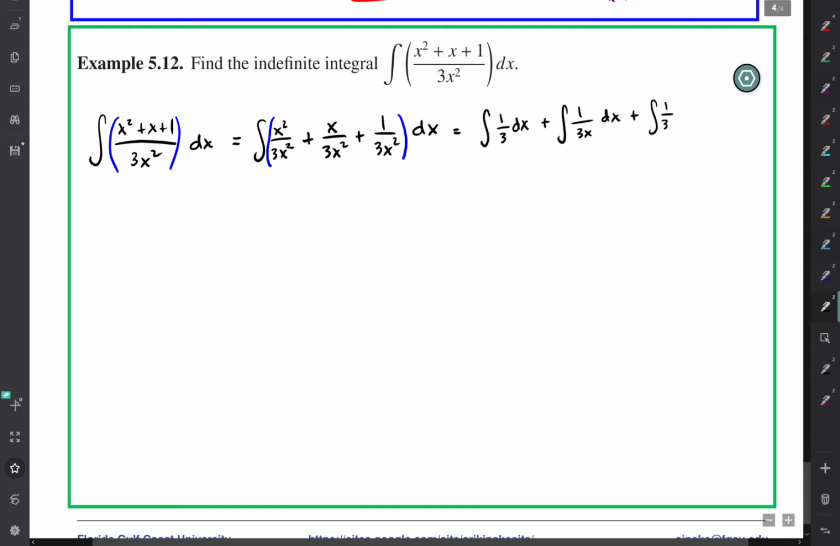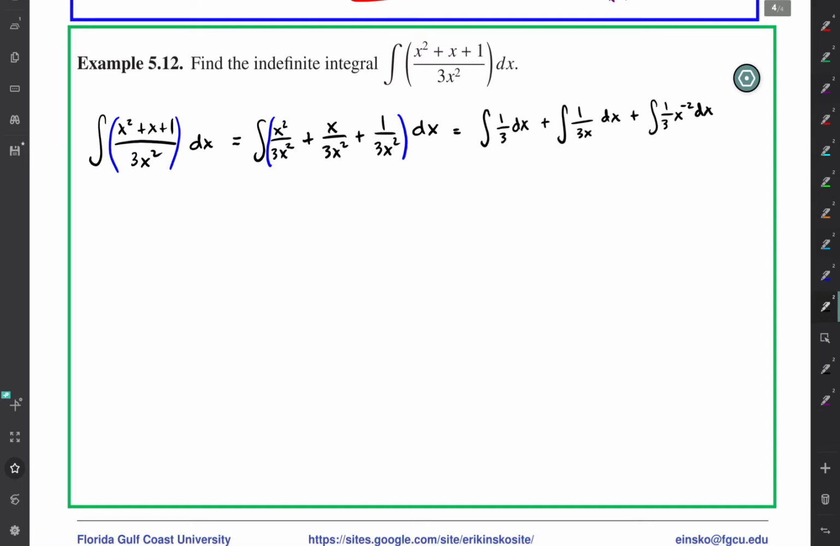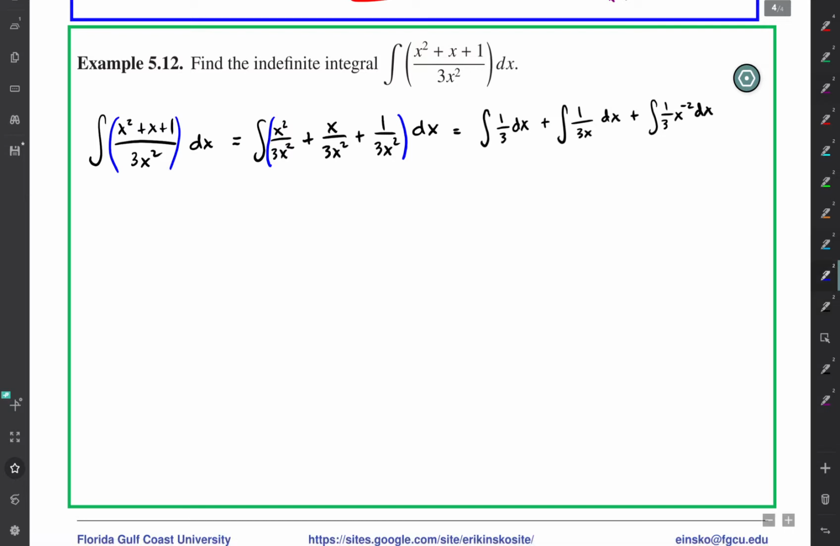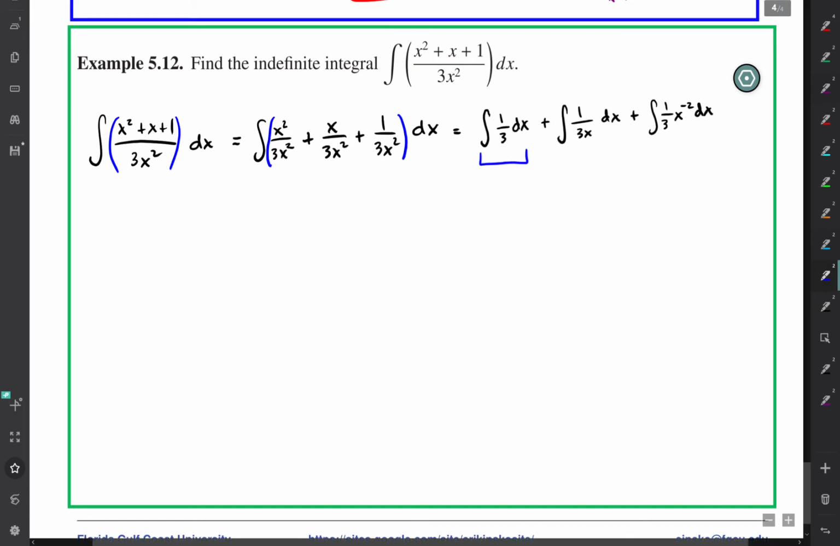plus the integral of 1 over 3x squared dx. And 1 over 3x squared, I'm going to write that as 1/3 x to the minus 2, because then it makes the power rule of integration much simpler to do. And notice that you can break an integral of sums into a sum of integrals. And so now I have three simpler integrals to look at. The integral of 1/3 is just going to be 1/3 x.